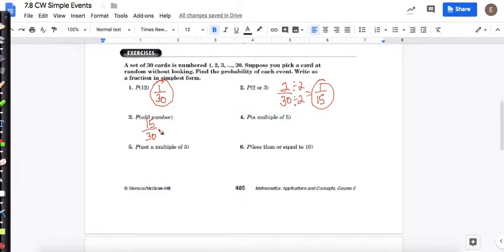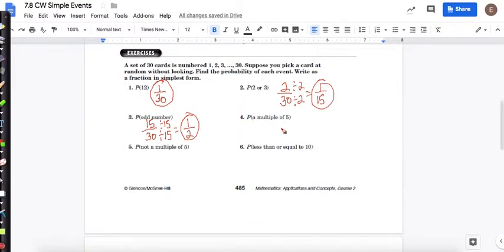Now, most people would divide by 5 and then have to divide again. But I looked at my top number and I go, okay, well, I know 15 goes into 15. Does 15 go into 30? And it sure does. Now, that trick won't always work, but it's worth a shot to save on simplifying. If the top number can go in evenly into this number, then you can divide top and bottom by that number. So 15 divided by 15 is 1, and 30 divided by 15 is 2. So the probability of an odd number is 1/2.